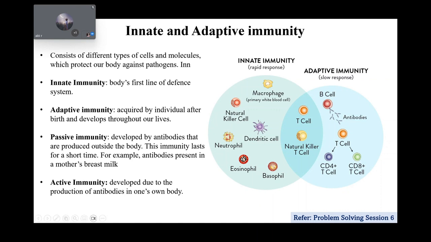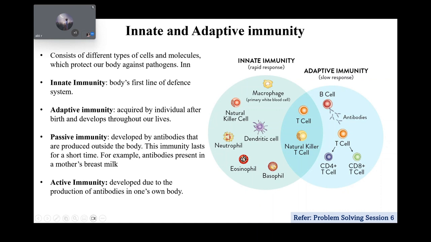And then we have adaptive immunity. So this is the immunity that an individual acquires after the birth during his life. So it develops throughout the life, and that's why it mainly consists of those cells which can generate memory. So for example, B cells, which have antibodies, and then memory B cells. And similarly you have the T cells, which are further differentiated into CD4 plus T cells and CD8 plus T cells. Other than that, immunity can also be divided as passive immunity and active immunity.